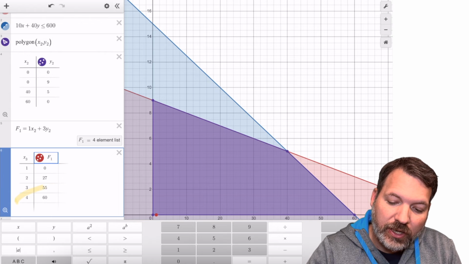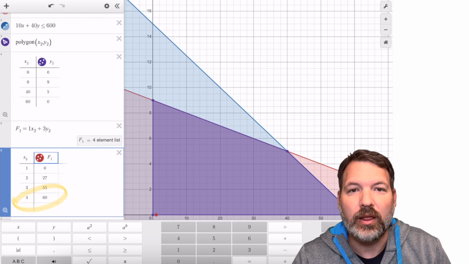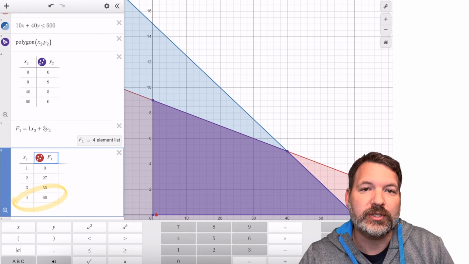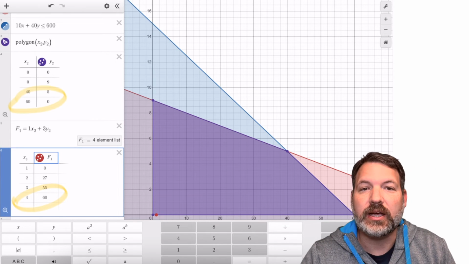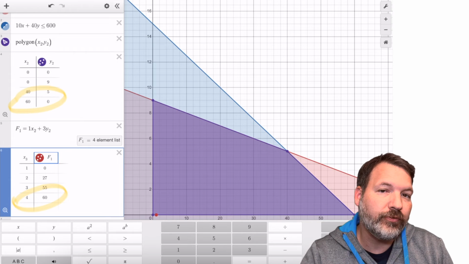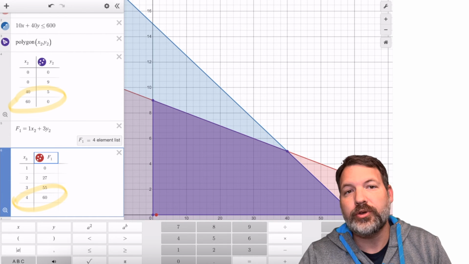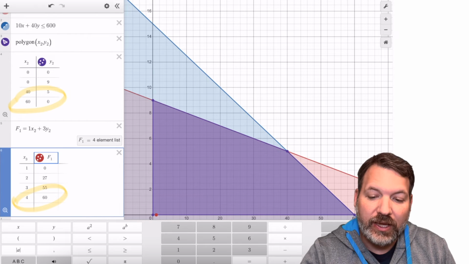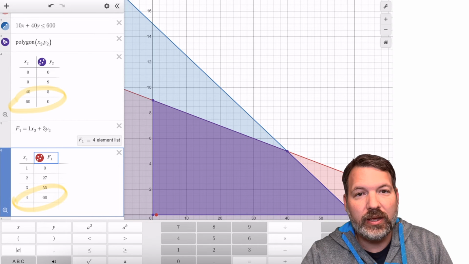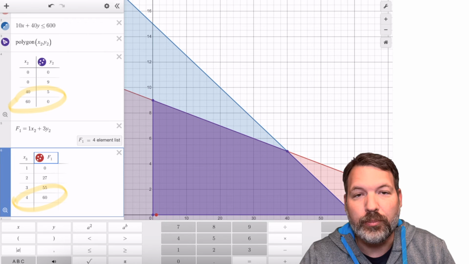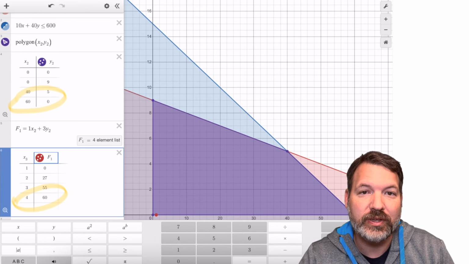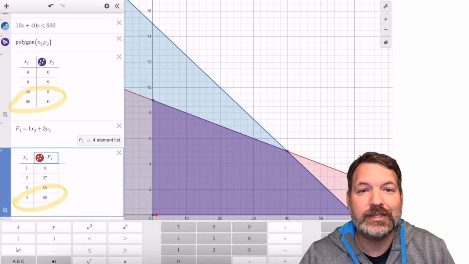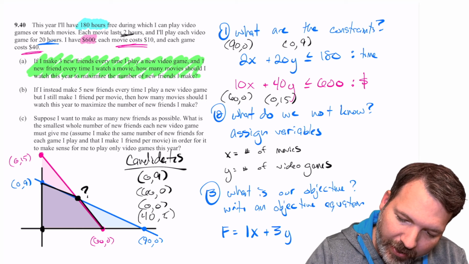Clearly, what we're interested in is where that second column, F1, our number of friends, reaches a maximum. And in this case, that is at the fourth point, 60, 0. If I make 3 new friends every time I play a video game, 1 new friend every time I'm watching a movie, and given the other constraints here, the money and the time that I can spend on movies and video games, then the best thing to do is actually just to watch 60 movies this year and therefore make 60 friends. So that could be our answer to part A.